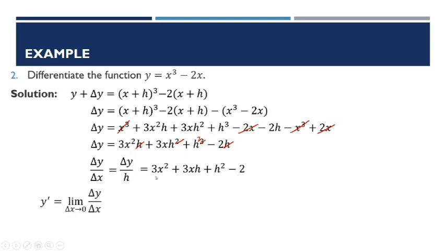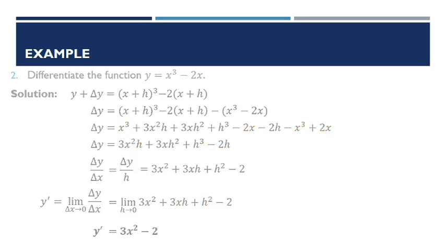Now, taking the limit as delta x or h approaches 0, so yung mga magsi-0 dyan is yung mga terms na may factor na h. So, itong middle terms. So, what will remain is the y prime is equal to 3x squared minus 2. So, that is the derivative of the function y is equal to x cubed minus 2x.